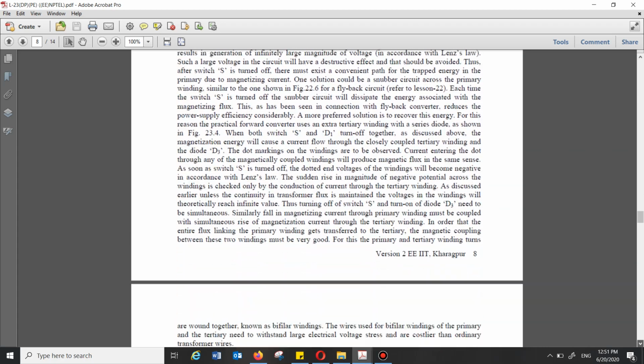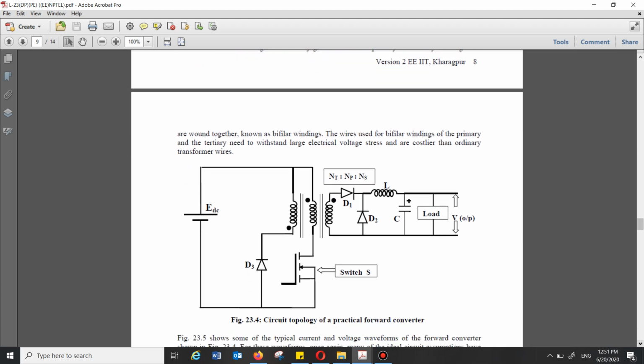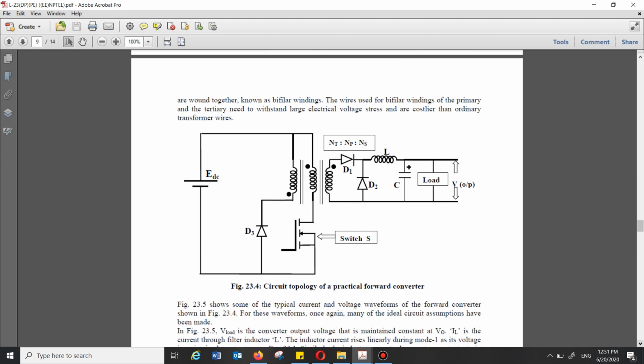And I think that this is the more typical circuit for the practical forward converter. It has an additional winding over here, and this is called bifilar winding. Bifilar windings usually withstand large electrical voltage stress, and it is faster than the typical scenario.